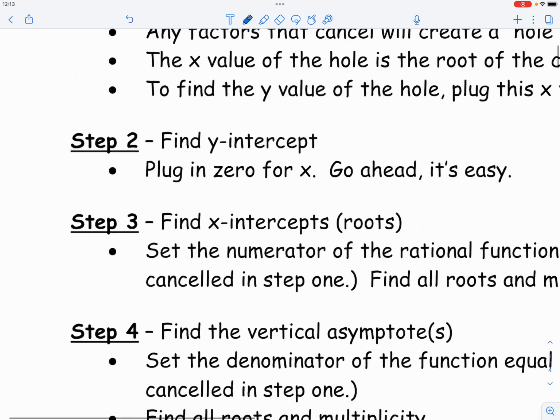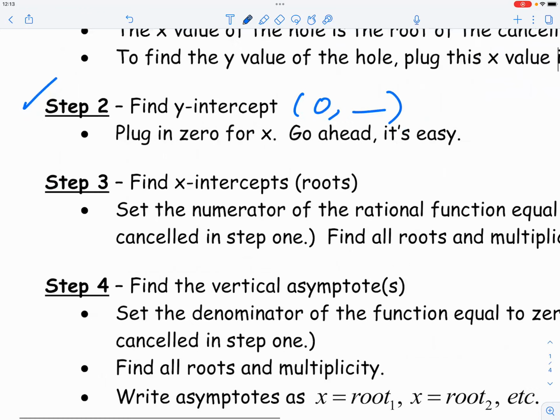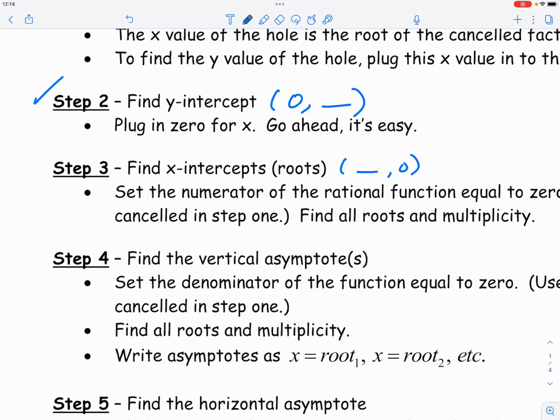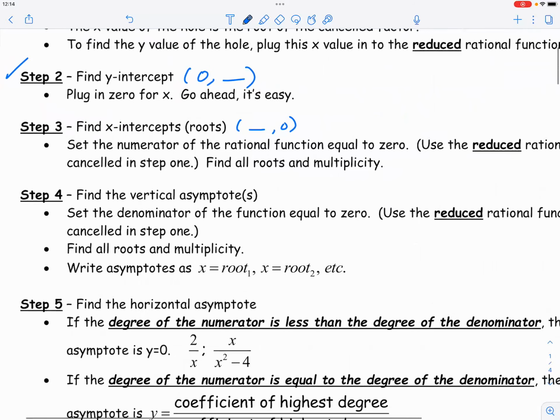Would you say you know how to find out the y-intercept? The y-intercept is always 0 comma something, right? So therefore you put 0 into x. If you know it, go ahead, put a check mark next to it so that you don't have to worry about it. Do you know that finding the x-intercept means that you have to get y equal to 0? Yeah? Okay. And since we're dealing with fractions, I would like to add just one little thing about fractions.